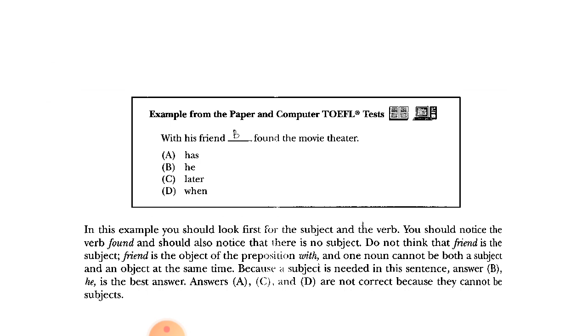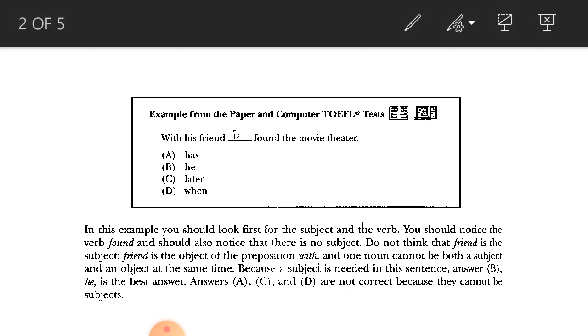Now look at this example. With his friend found the movie theater. In this example, we have the first part of the sentence, with his friend, which is a prepositional phrase. Found is the verb in the sentence. Notice that this sentence doesn't have a subject, so it is incorrect. In order to correct the sentence, you need to look for a suitable subject.